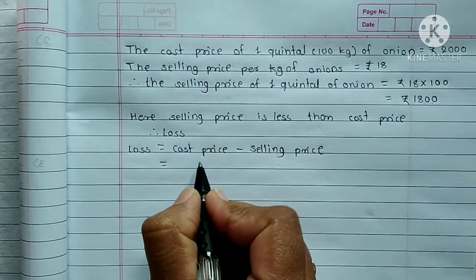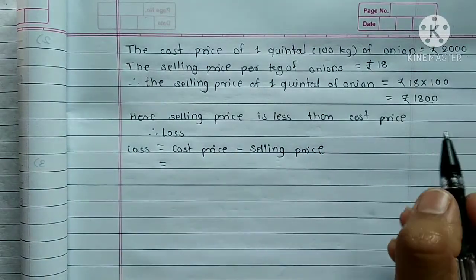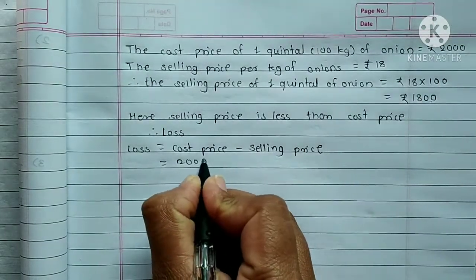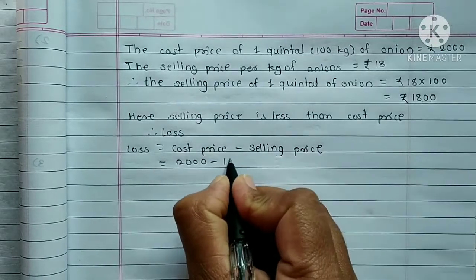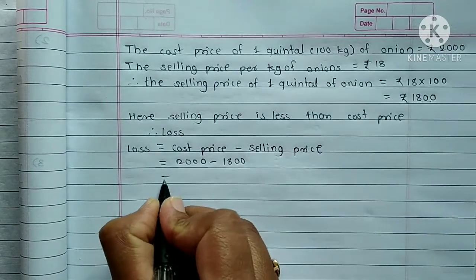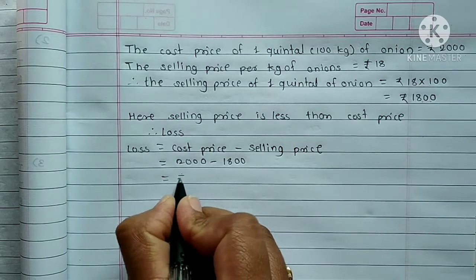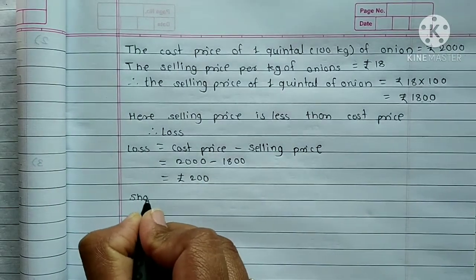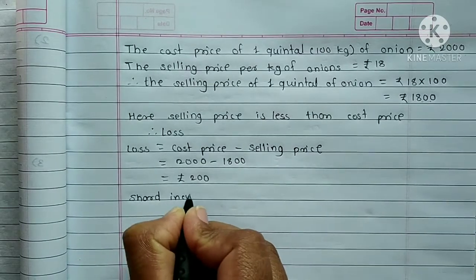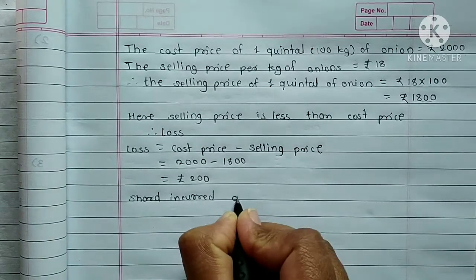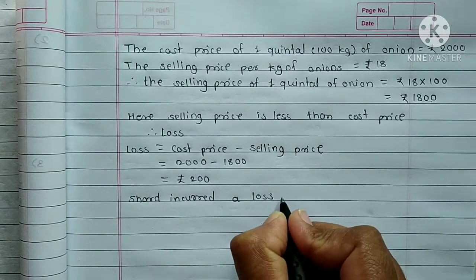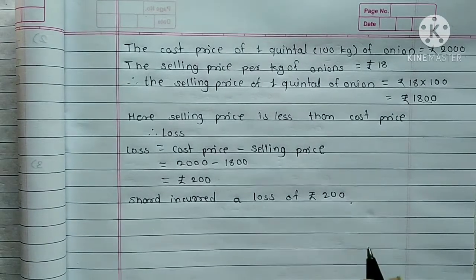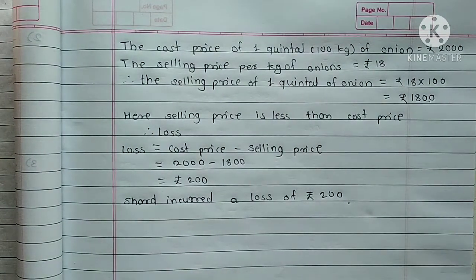Which is equal to, cost price is, see here, rupees 2000 minus selling price 1800. After subtraction you get rupees 200. That means Sharad incurred a loss of rupees 200. Okay, now see last example.